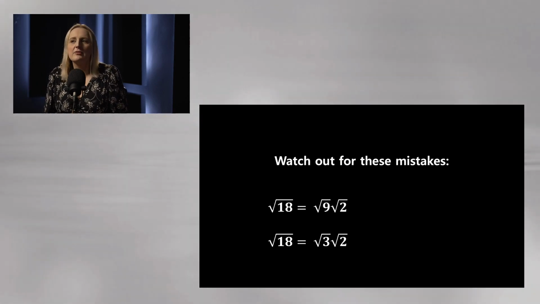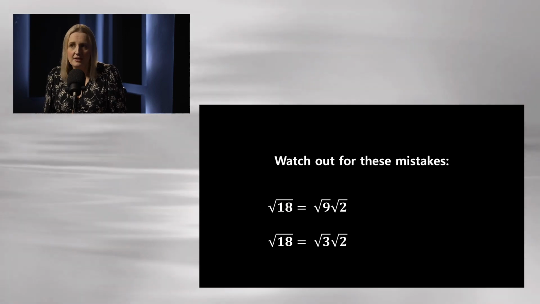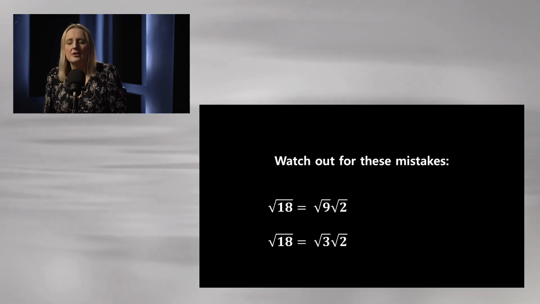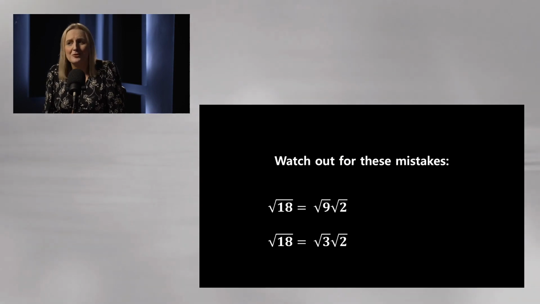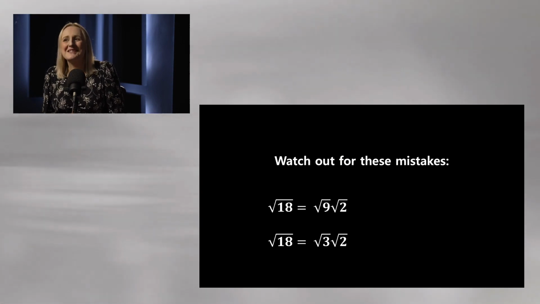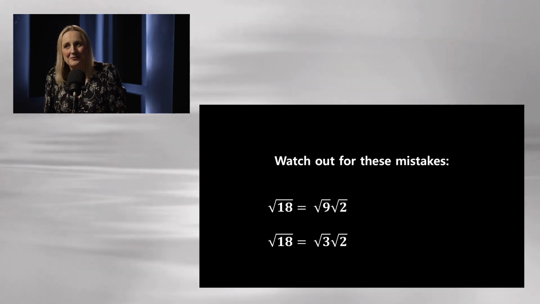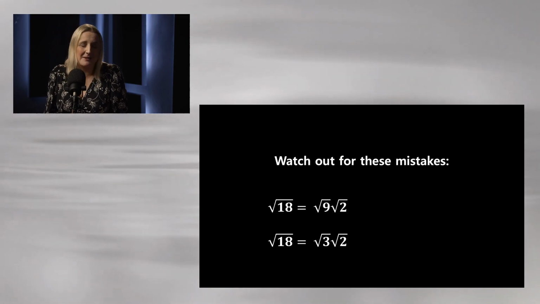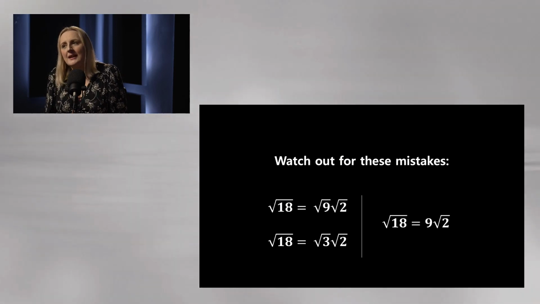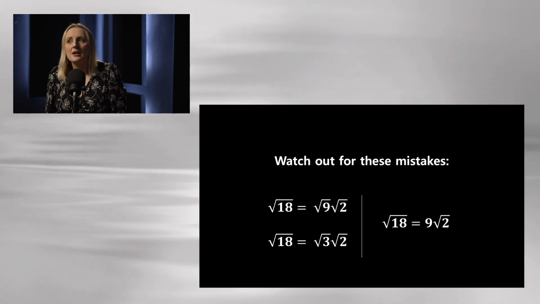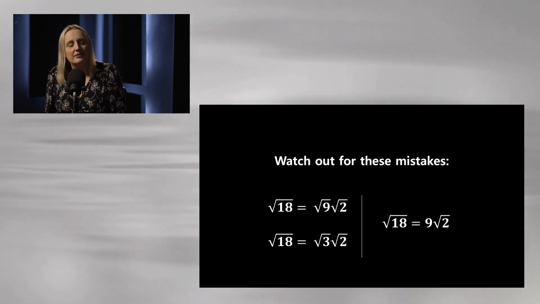So I see students who write root 18 is root 9 root 2, which I'm happy with. Good. And then they turn that into root 18 as root 3 root 2. So they're not understanding that root 9 is the same as 3. It is not the same as root 3. They know root 9 is not root 3, but yet they write that a lot. Another thing I see students doing is where they say root 18, they say 9 times 2, and then they just don't write that root sign.